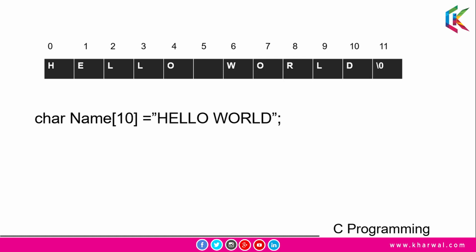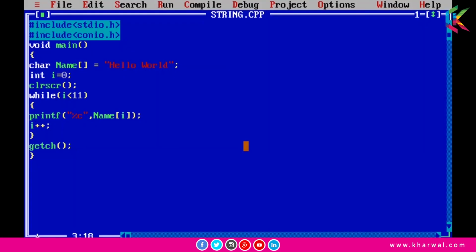Let's open up the Turbo C++ compiler and I will show you how a string works in C programming. In this program I have declared a character array name and I am assigning the string hello world statically to it. I have not given any size to this character array because it will be taken automatically from the string. I have declared an integer variable i, and in this while loop I am using the condition i less than 11.